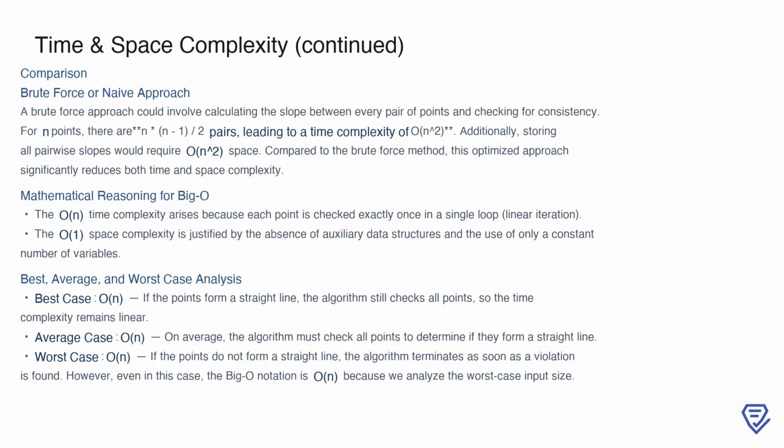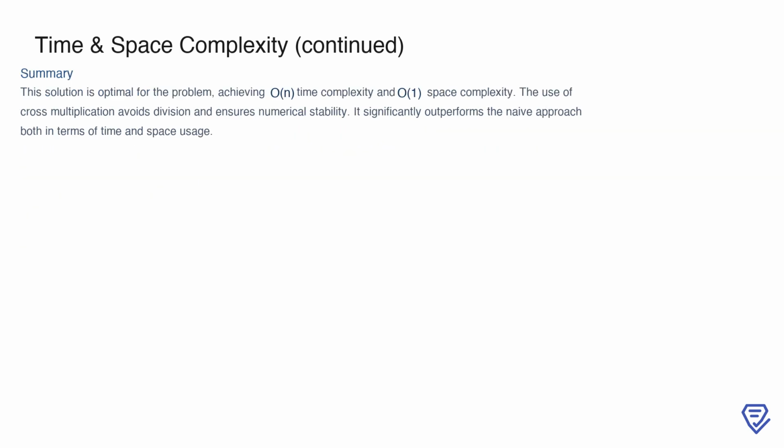Whether in the best, average, or worst case, the algorithm consistently operates in linear time. Even if the points do not form a straight line, the worst-case analysis still considers the maximum input size, keeping the time complexity O(n). To summarize, this solution is both time and space optimal for the problem.